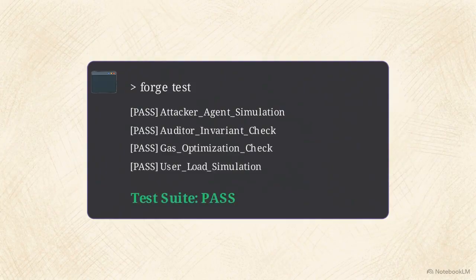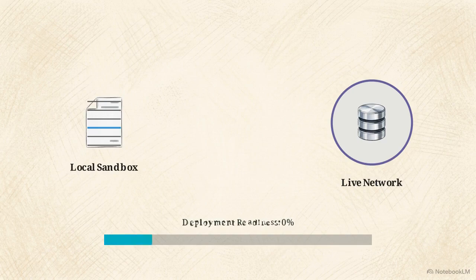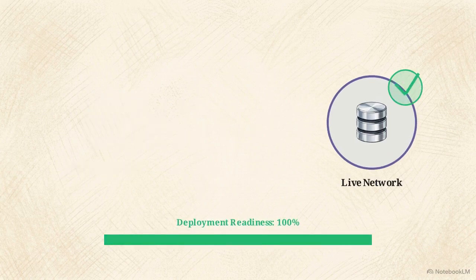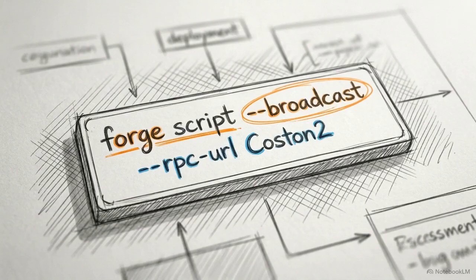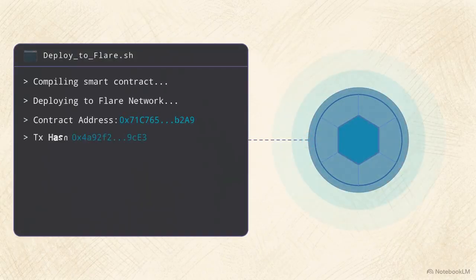By deploying specialized AI models to actively try and break your code locally, you expose logic flaws and secure the protocol before a single line of bytecode is committed to the live network. To deploy, enter the forge script command into the terminal, append the broadcast flag, and point it to your Coston2 remote procedure call URL. Check the terminal output to confirm. You should see the newly generated contract addresses and the transaction hash proving the deployment was successful.